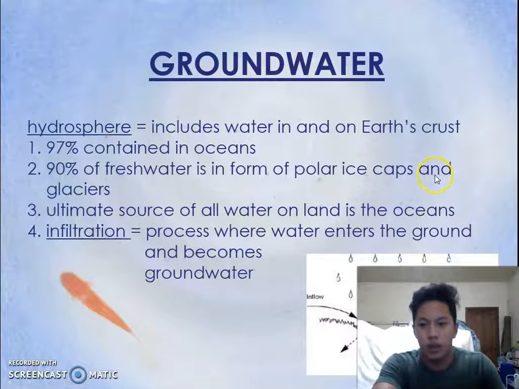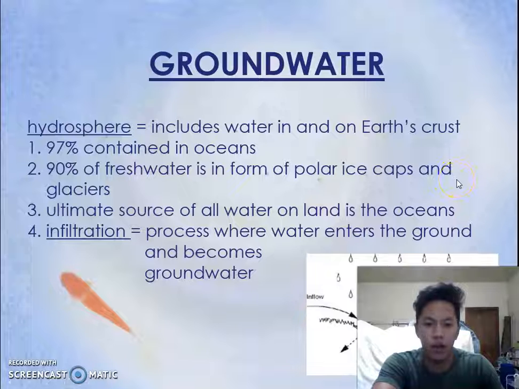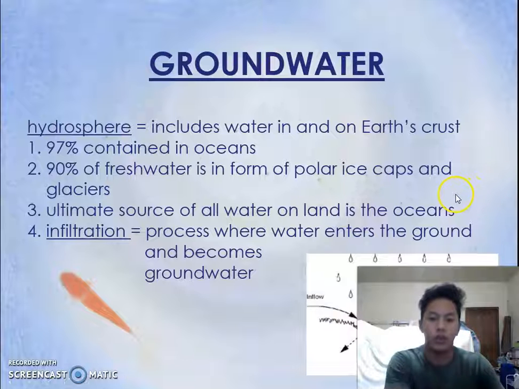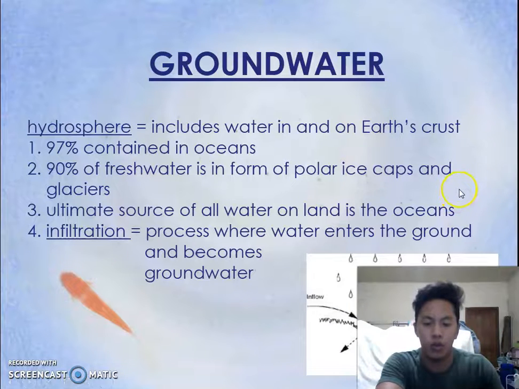Groundwater. The hydrosphere includes water in and on Earth's crust. 97% is contained in oceans. 90% of the fresh water is in the form of polar ice caps and glaciers. The ultimate source of all water on land is the ocean. Infiltration is the process where water enters the ground and becomes groundwater.